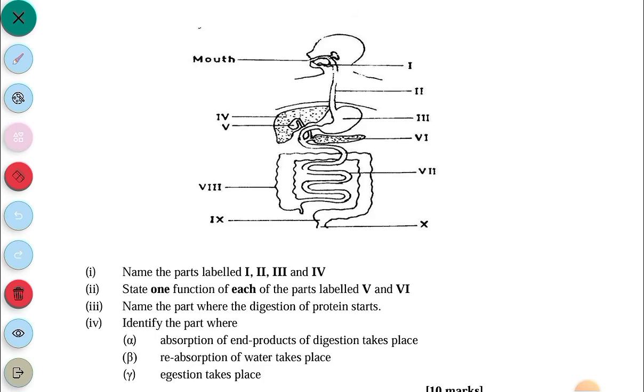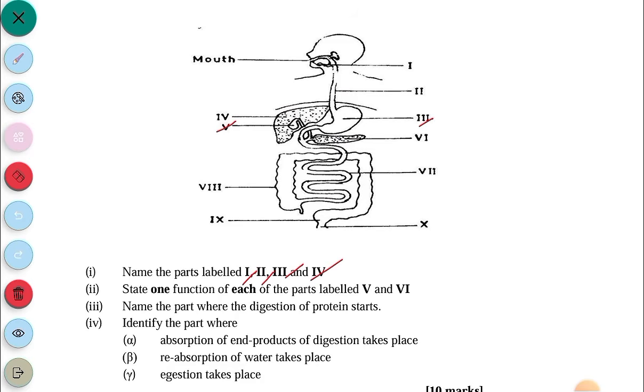Next, question 45 is the digestive system. And we are asked to label the parts I to IV. So I is the tongue, II is the gullet or esophagus, III is the stomach, IV is the liver. And that's all. We are asked to give the function of V and VI. So V, which is the gallbladder, stores bile, and VI is the pancreas, which produces pancreatic juice.